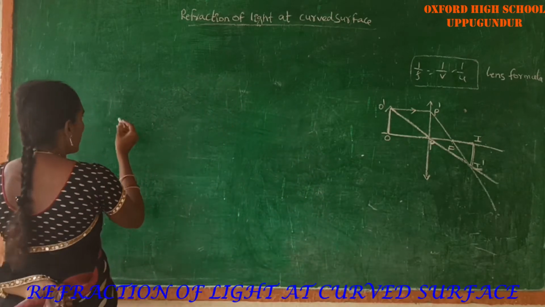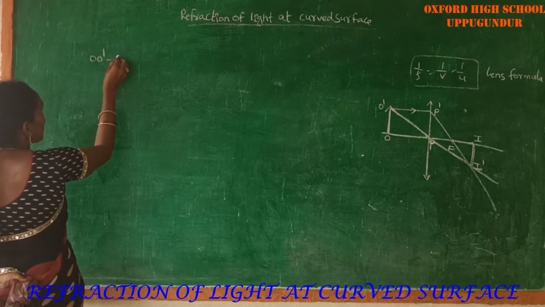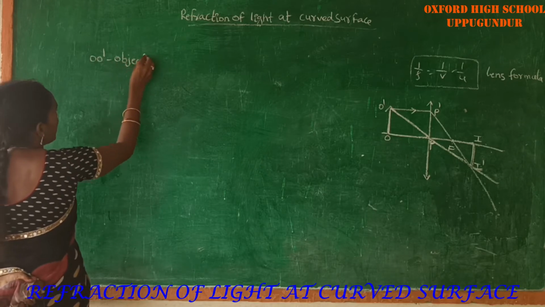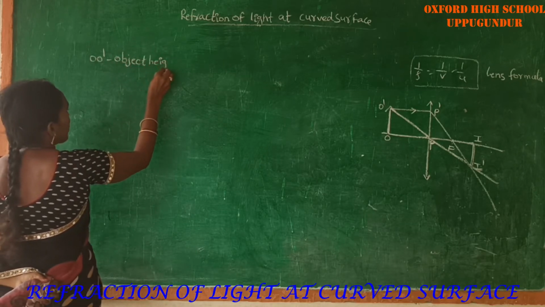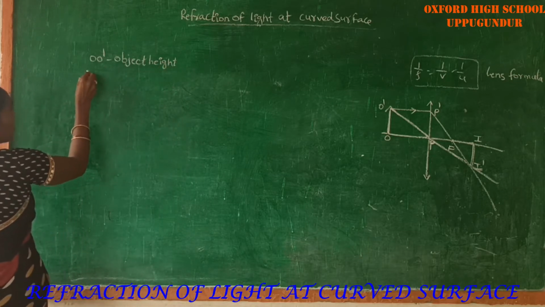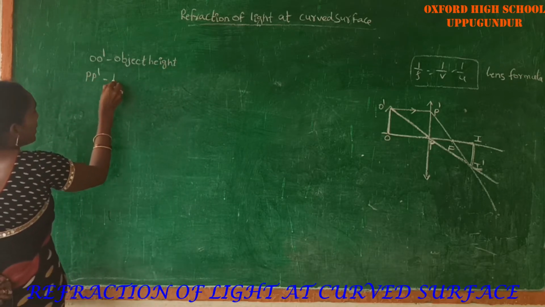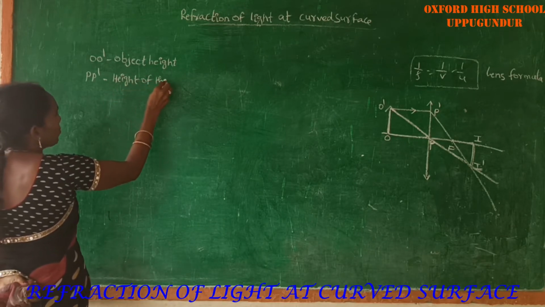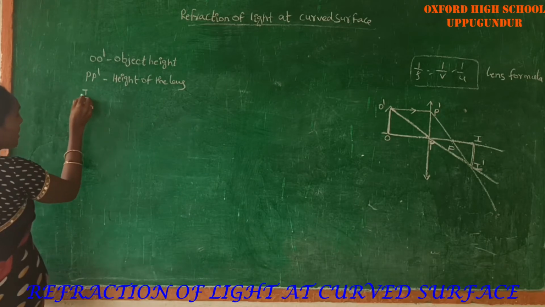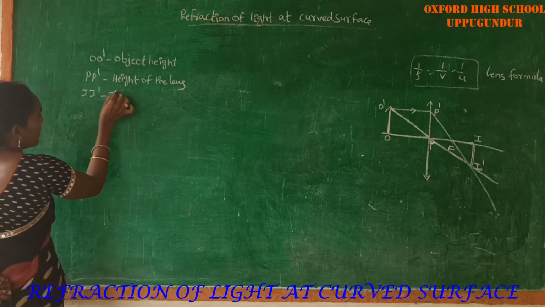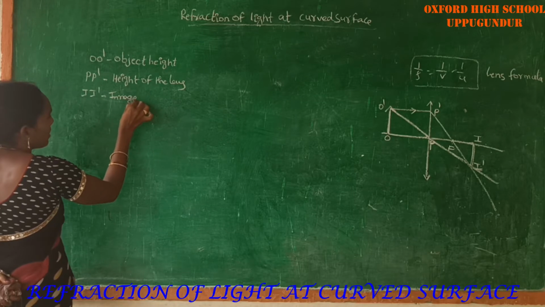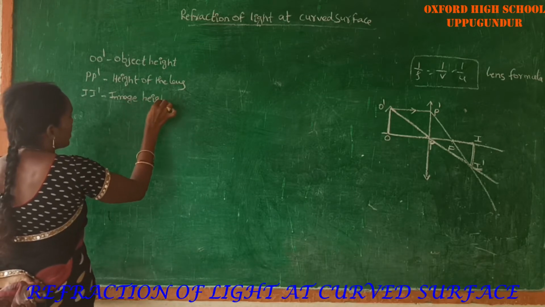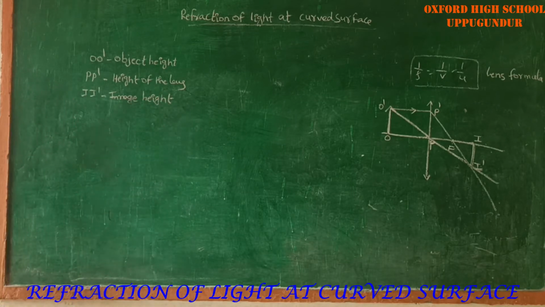Now, look at the board. O dash is equal to the object height. P dash is equal to the height of the lens. And I dash indicates the image height. Now look at the board: O dash indicates the object height, P dash indicates the height of the lens, and I dash indicates the image height.